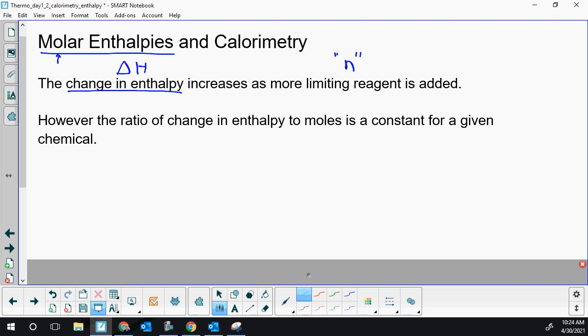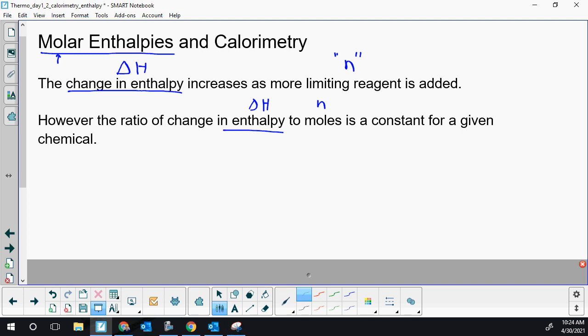So both of those are variables. They change. Every question they change. Even within one question, I might tell you how many moles and what the enthalpy change is. And then I could ask you, what if you tripled the moles? What would the enthalpy change be? And you would just triple it. However, the ratio of change in enthalpy to moles is a constant. And we're going to learn how to predict these constants and use them.